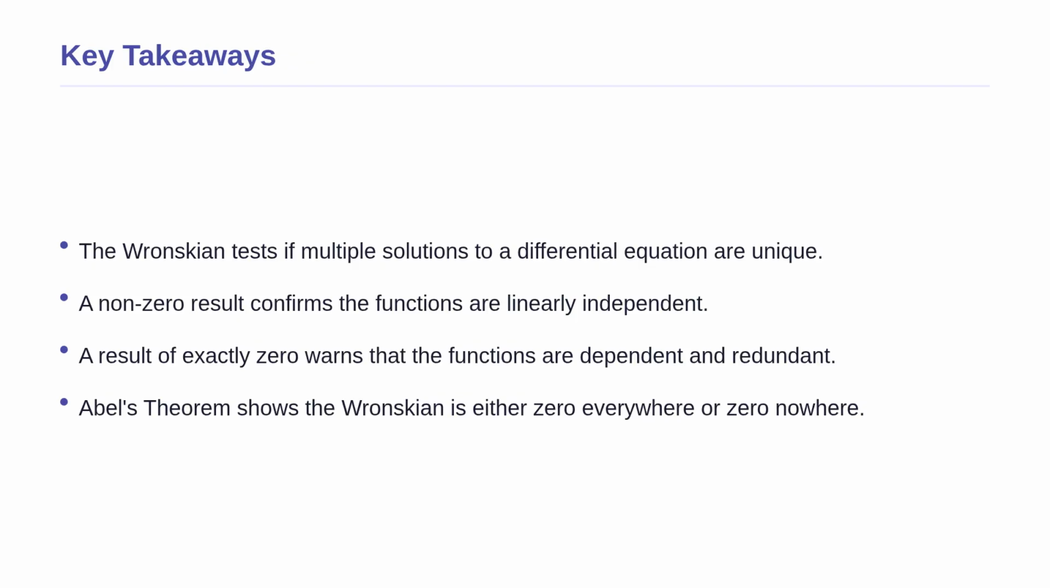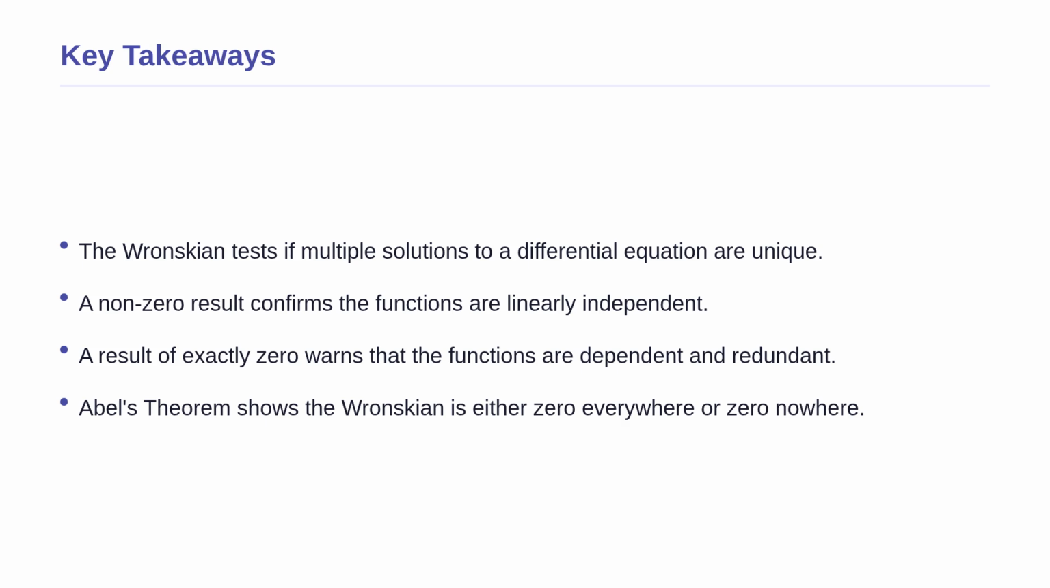We have covered a lot of ground today, so let us summarize the most important ideas. First, the Wronskian is a highly effective mathematical test used to determine if multiple solutions to a differential equation are truly unique. By arranging functions and their derivatives into a determinant grid and cross-multiplying, we generate a single expression. A non-zero result confirms that the functions are linearly independent and can form a complete general solution.